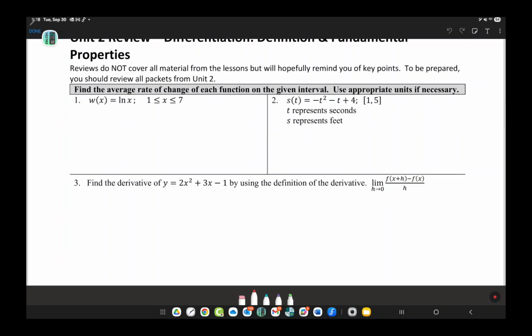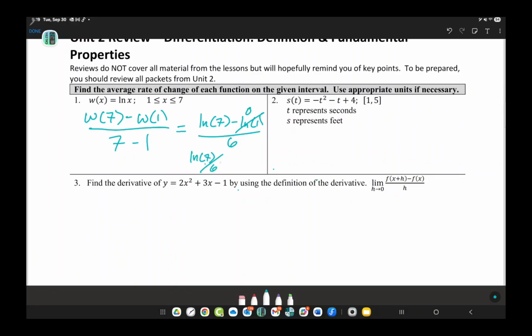Alright, find the average rate of change. Average rate of change is just W of 7 minus W of 1 over 7 minus 1. Which gives you the natural log of 7 minus the natural log of 1 over 6. And since the natural log of 1 is 0, it's just the natural log of 7 over 6.